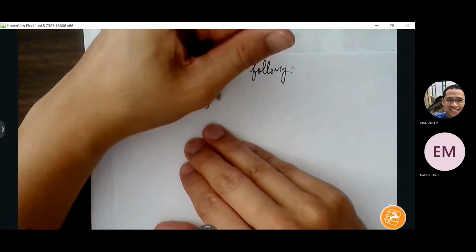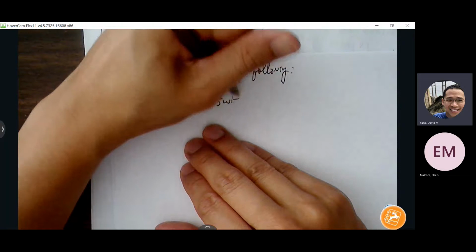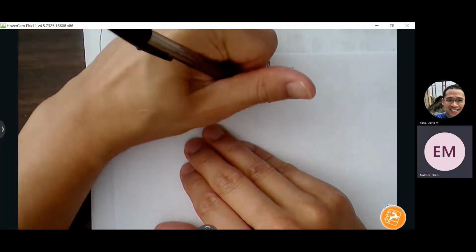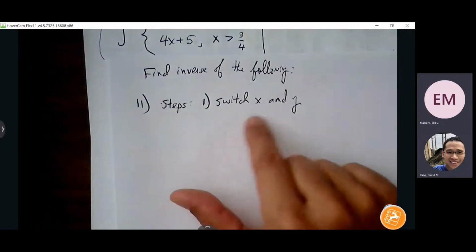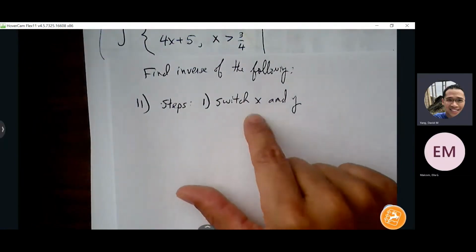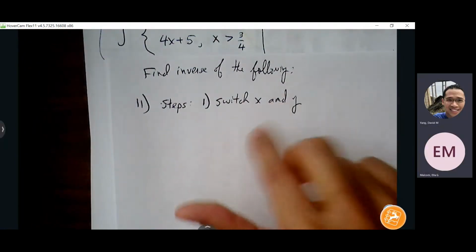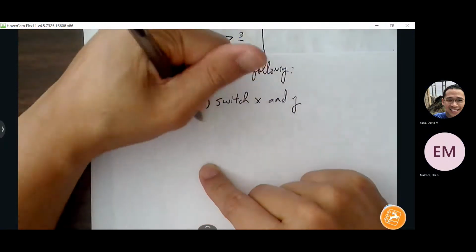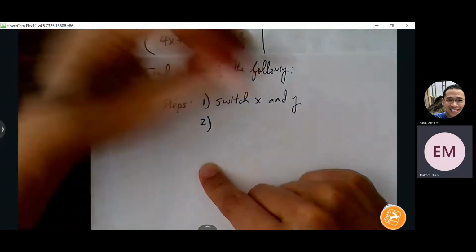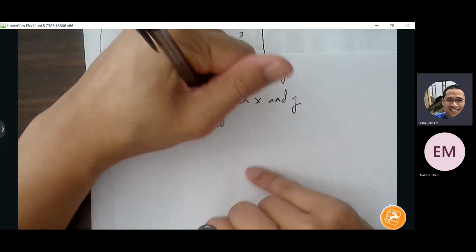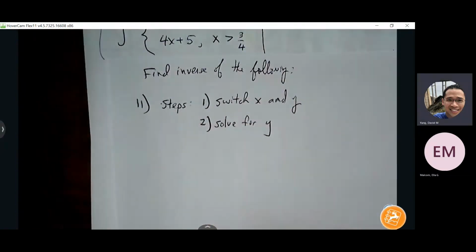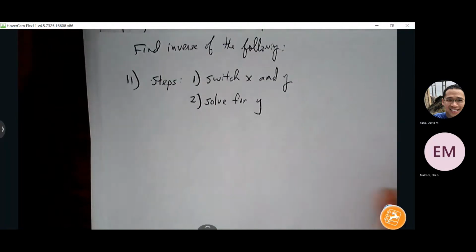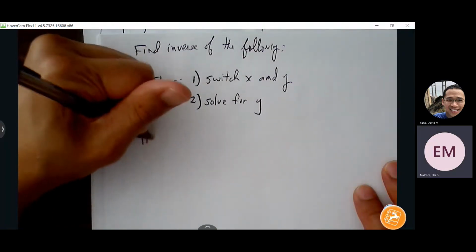First step, switch x and y. So every time you see an x, you replace it with a y. Everywhere you see a y, you replace with an x. And then once you do that, you solve for the new y that you see.